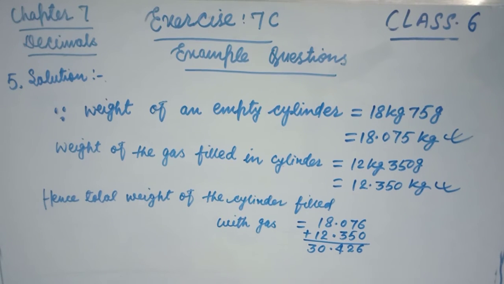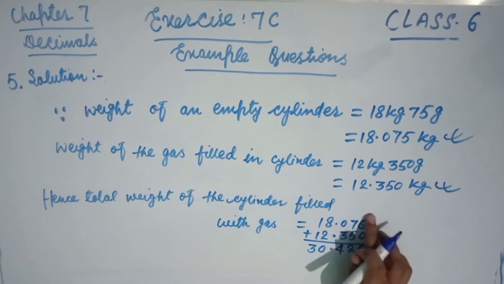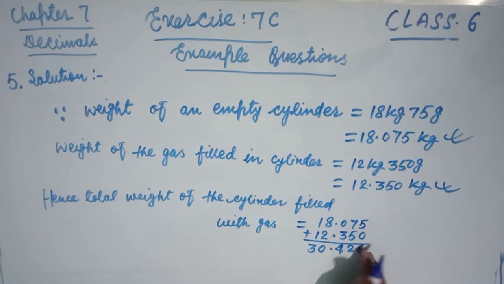Here is the 6, just a minute, sorry, this is 5. Okay, here is also 5. This is kg, and we can write this as 30 kg, because the whole number part will indicate 30 kg, and the decimal part will indicate the 425 grams. So hence the total weight of the cylinder filled with the gas is equal to 30 kg and 425 grams.